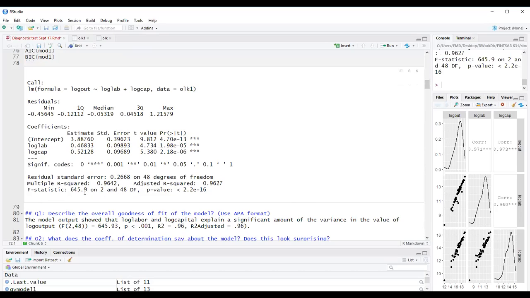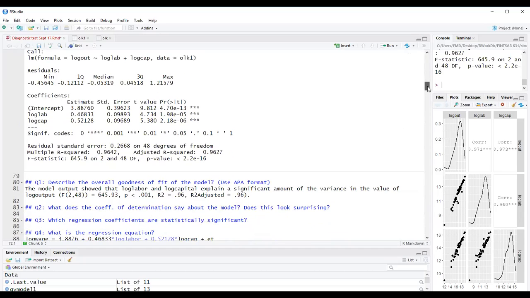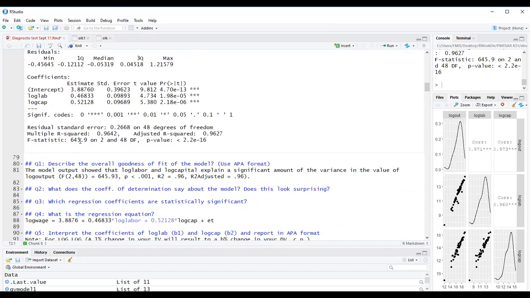The F-stat is 645, with 2 degrees of freedom and 48 degrees of freedom. Ito yung degrees of freedom ni regressor: 2, kasi dalawa yung regressors natin. Ito yung sa residuals. Bakit 48? Kasi n minus k minus 1. What's your n? Ilan guys yung n natin? 51, okay? Bakit hindi naka-reflect dito yan? N minus k minus 1: 51 minus 2 for the regressors, minus 1 for the intercept. So that's 48 degrees of freedom.